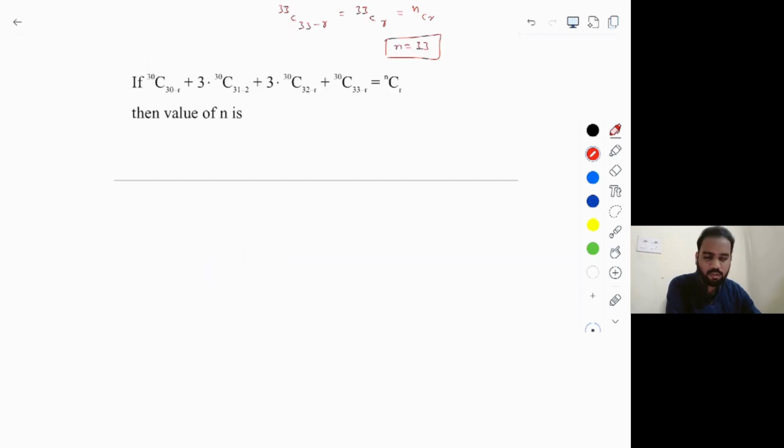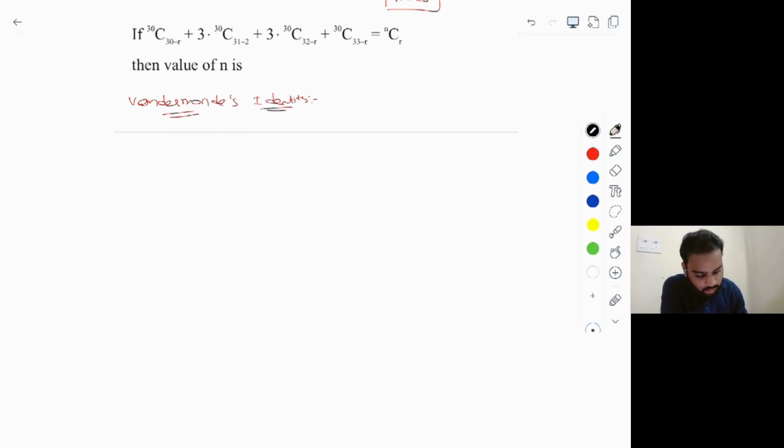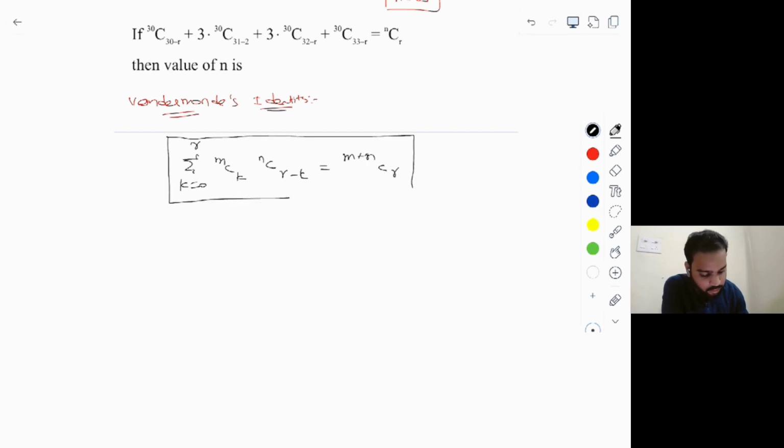Now let's see method 2 here. Method 2 will save your time by at least 2 minutes while solving. But for that you need to recall a property of Vandermonde's identity from binomial theorem. Vandermonde's identity is a very standard one actually from binomial theorem. The formula is sigma k equals 0 to r of mCk multiplied by nC(r-k) is equal to (m+n)Cr. Direct formula, which is also derived by using binomial expansions, right?